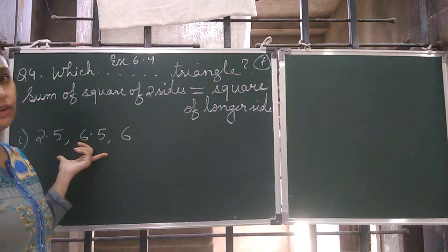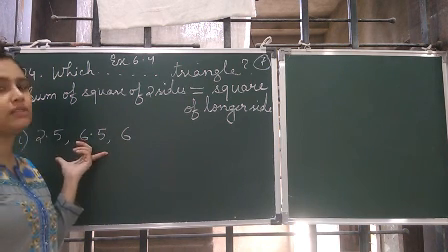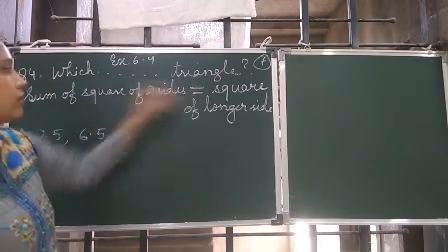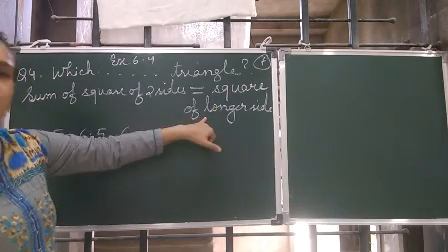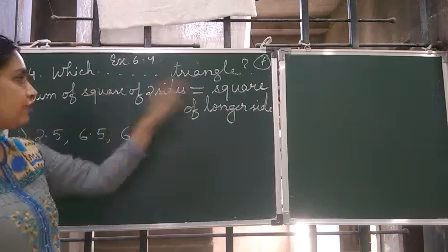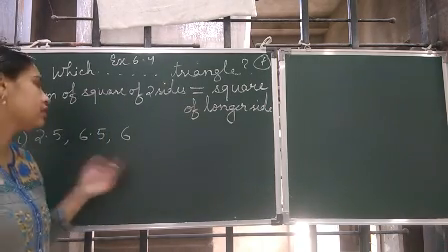Yes, the Pythagoras theorem says what? Base square plus perpendicular square is equal to hypotenuse square. That is, the sum of the squares of the two shorter sides is always equal to the square of the longer side. If these sides follow this property, that means they can be the sides of the triangle, otherwise not.